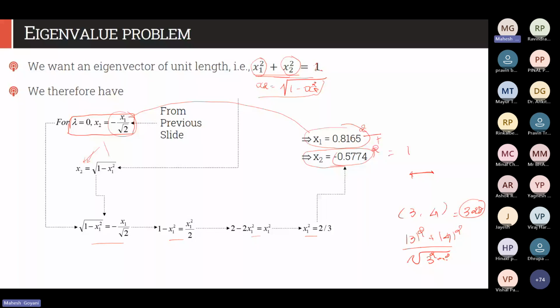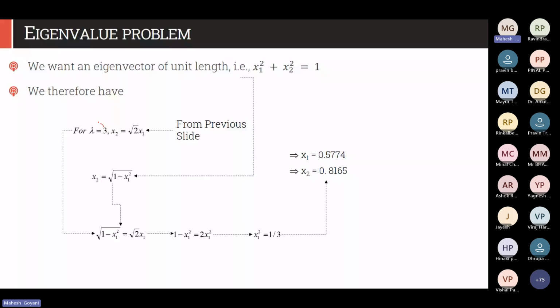If I do this square plus this number square, then that would always be 1. Otherwise, it could be 2, 3, 4, or go up to any magnitude, which will increase the mathematical computation later. So we are already simplifying it by normalizing it. Similarly, for lambda is equal to 3, we have another equation. In the same way, I rewrite x2 as root of 1 minus x1 square, and x2 I replace by root 2 x1. When I simplify, I get x1 is equal to 0.5774 and x2 is equal to 0.8165.